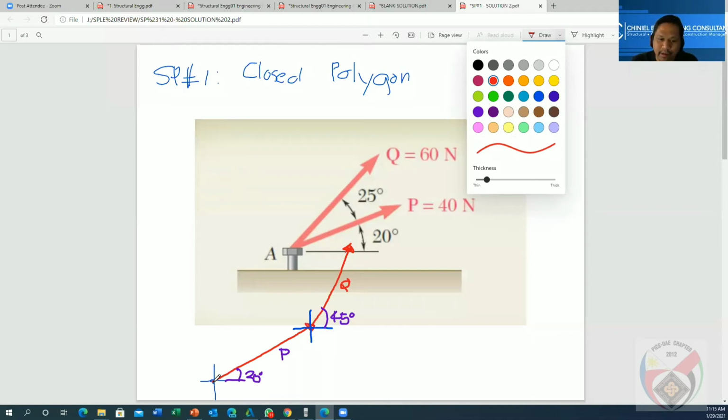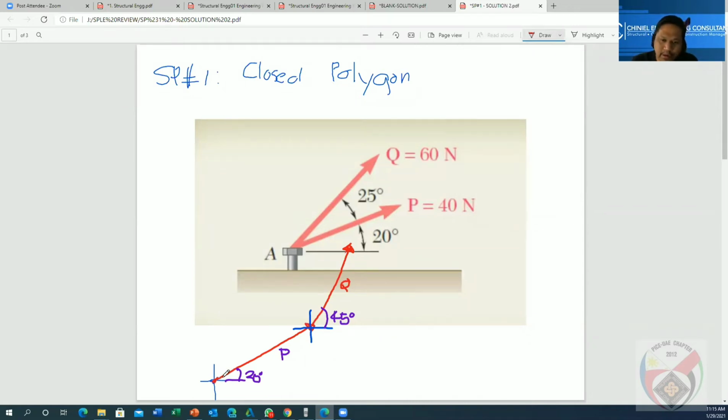is we'll connect the first point to the last point. Yan. So ito yung resultant natin. Okay? May tanong ba dito kung paano nabuo ito?